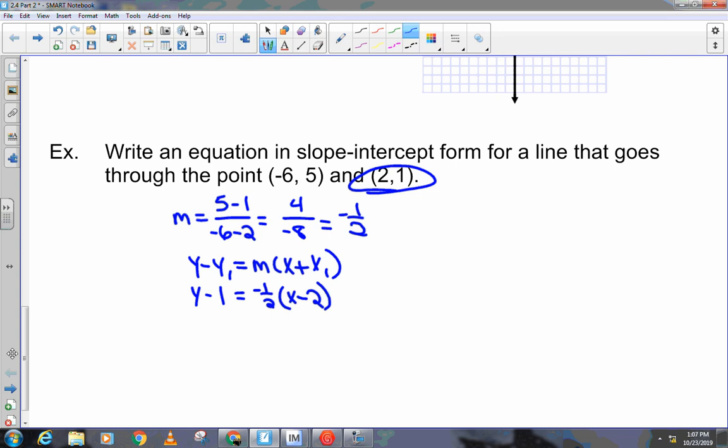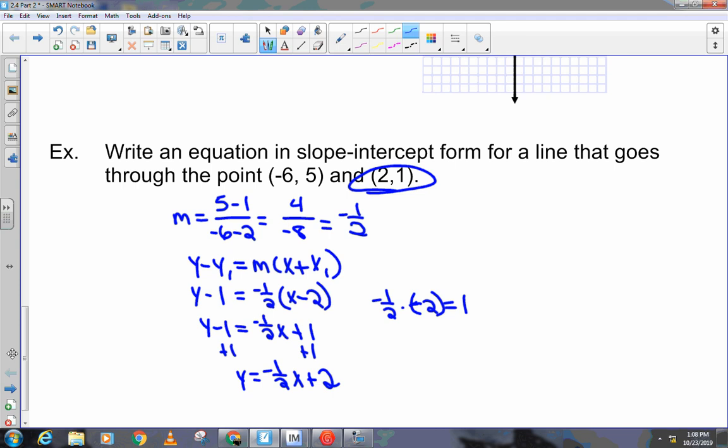That's point-slope form. They want it in slope-intercept form, so I need to solve it for y. I'm going to distribute the negative 1/2. Negative 1/2 times x is negative 1/2 x. What's negative 1/2 times a negative 2? Negative 1/2 times negative 2, that's a negative right there, which is a positive 1. Then what am I going to do? Add 1 to both sides. y equals negative 1/2 x plus 2.